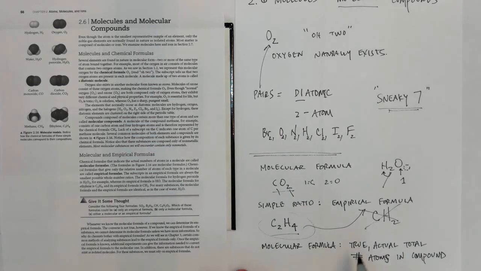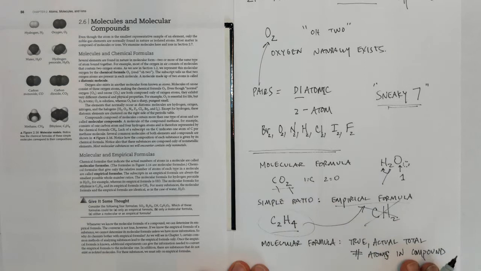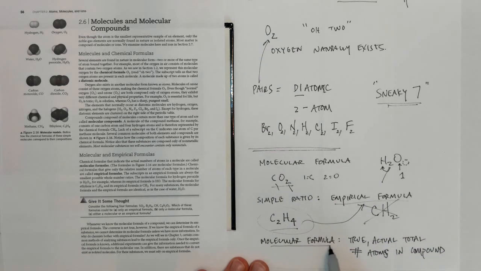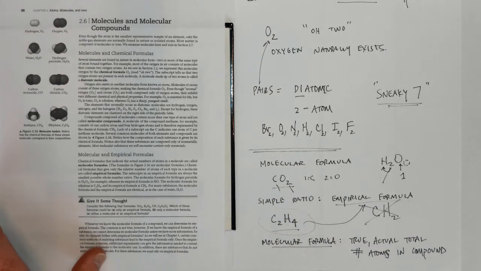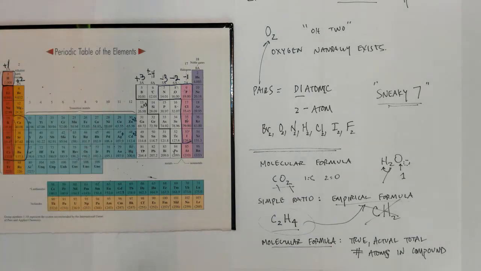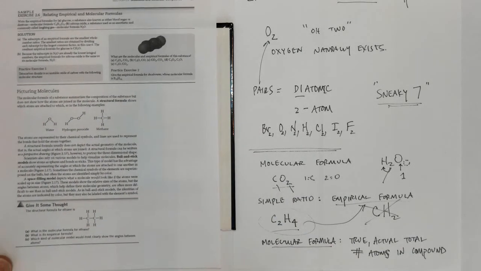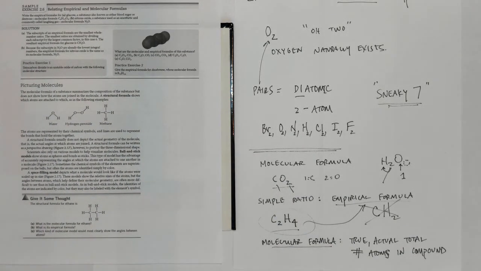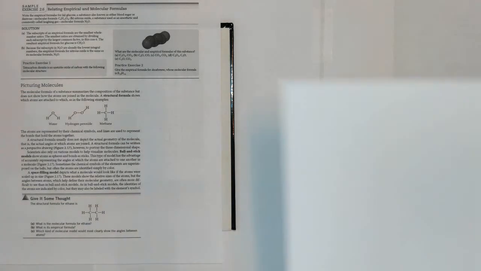So the 2 terms you should come up with from there are empirical formula, simplest whole number ratio, and molecular formula, the actual true total number of atoms in a compound. There are a number of different ways to picture molecules, and many different ones are used in your textbook.